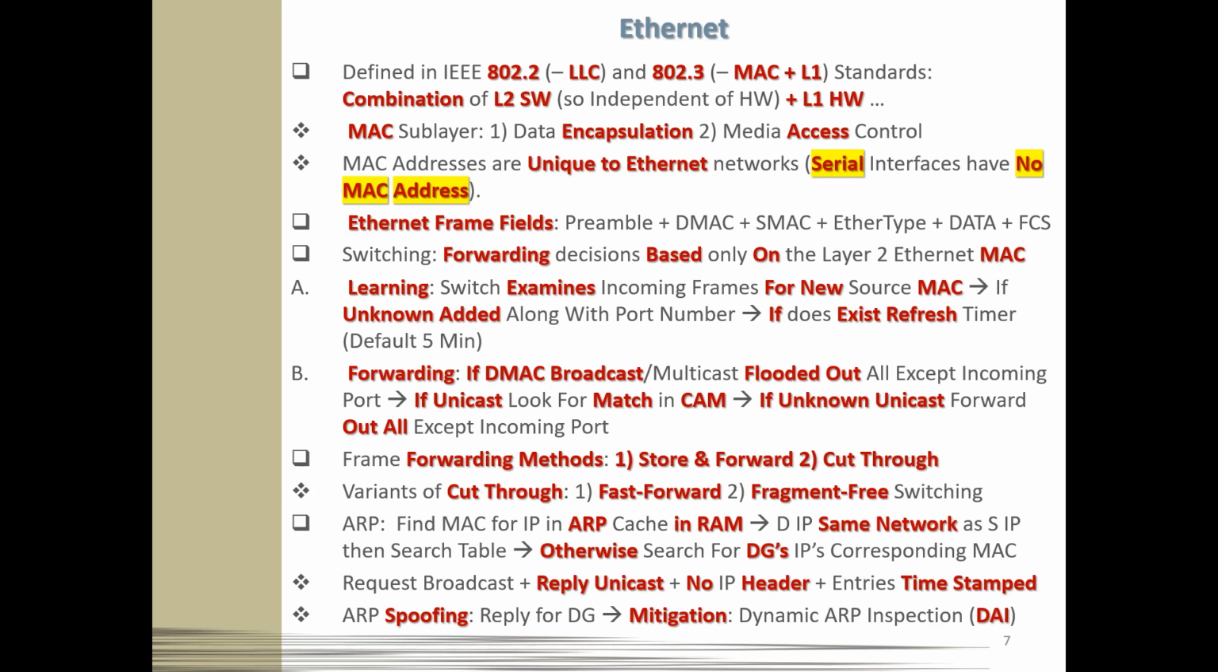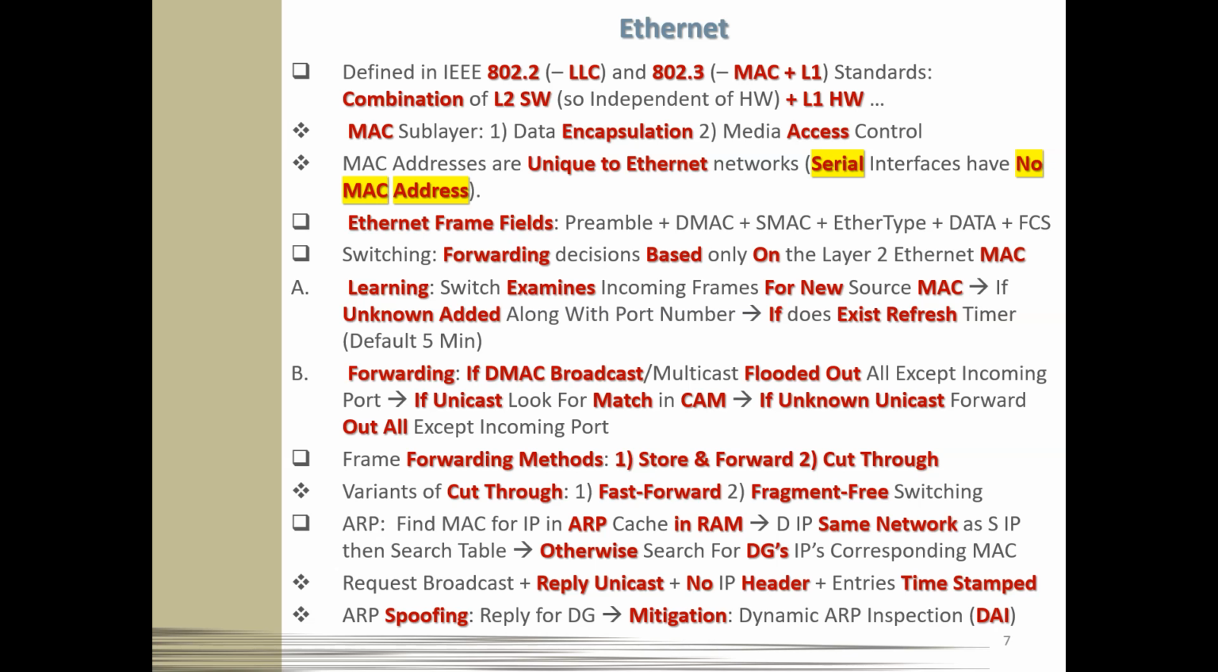But as I said, if it's unicast for destination MAC, then we know exactly where to look. We need to look for a match inside the CAM or MAC table. If we receive a frame for which the destination MAC address is unknown, that means that we again need to forward that frame out all ports except the one on which we have received it. And we just wait for the intended recipient to respond to this frame so that he can also help us with learning where this exact MAC address is attached to the switch.